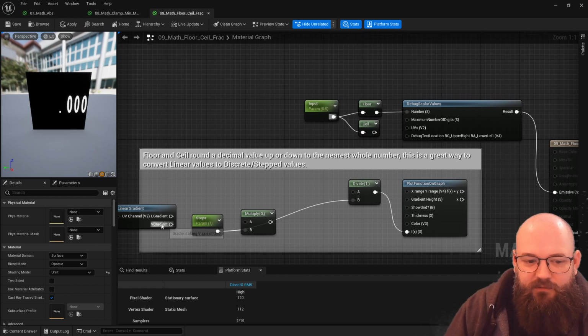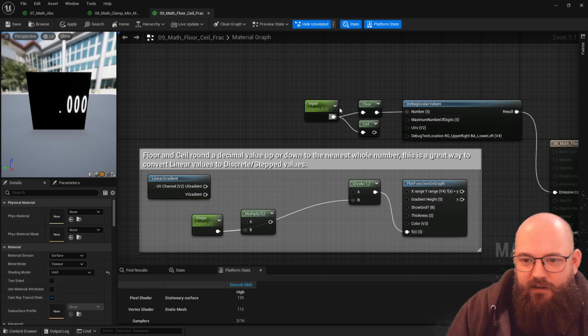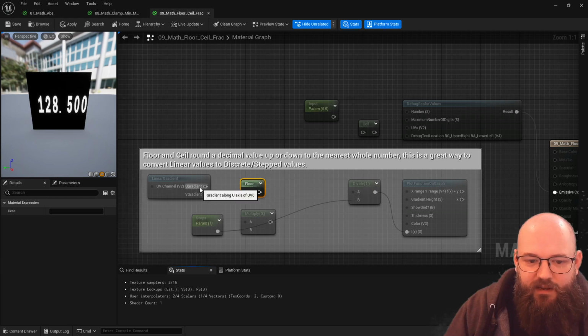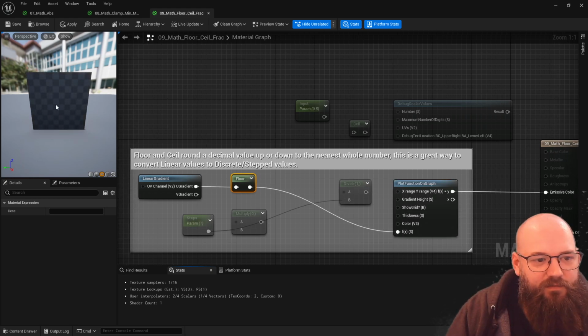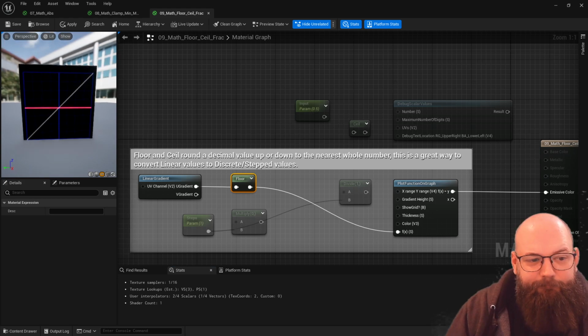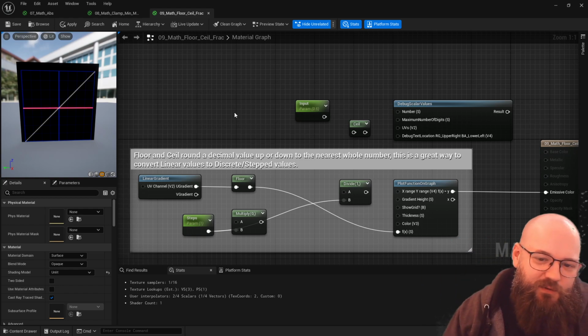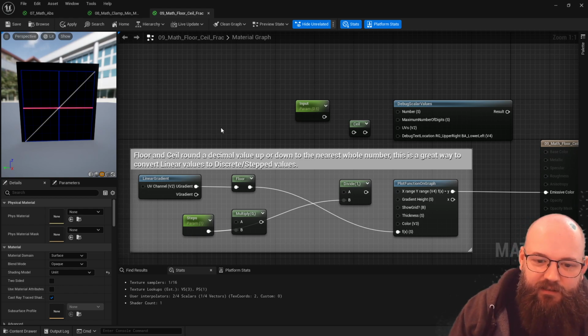Now the way these are useful, if I bring back in my gradient and the default setup, if I were to take a gradient and floor it, I would get just a flat 0 all the way along. Not very useful, unless that's what you want. But what we can do is use these floor and ceiling values to convert linear data into discrete data. And what do I mean by that?